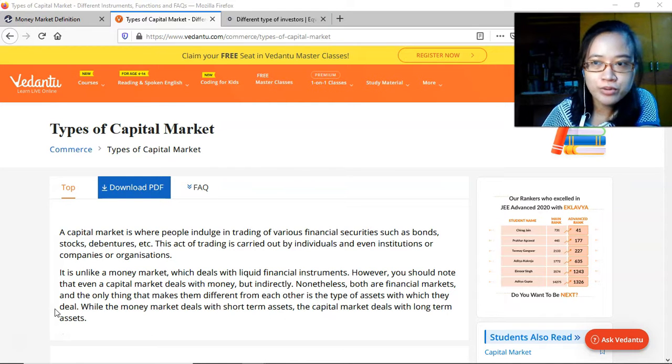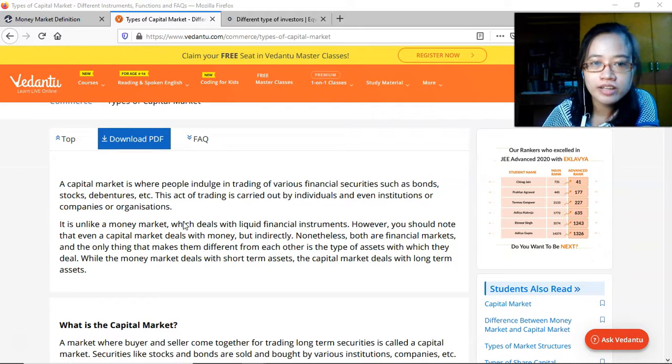Okay, so the topic for this one is capital markets, and we have here an article from Vedantu.com, types of capital markets. So again, this is one of the financial markets that we've discussed previously. So a capital market is where people indulge in trading of various financial securities such as bonds, stocks, debentures, etc. This act of trading is carried out by individuals and even institutions or companies or organizations.